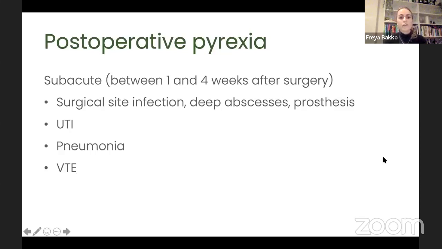So any fever between 1 and 4 weeks after surgery, you start thinking again about infections, but more commonly this will be deep abscesses forming or infections of prostheses in, for example, orthopedic surgery. Patients might still get UTIs, pneumonia and VTEs, but ischemic heart disease will be less likely in this time frame after surgery.